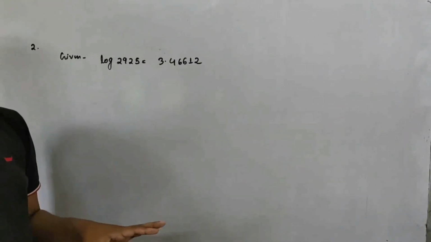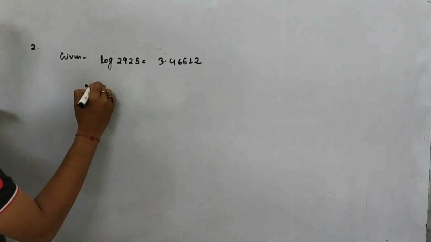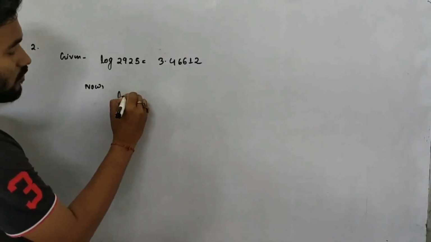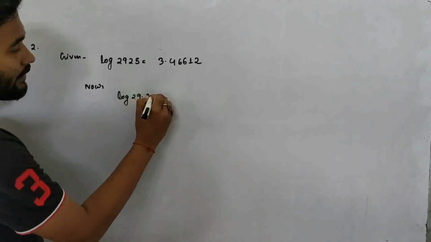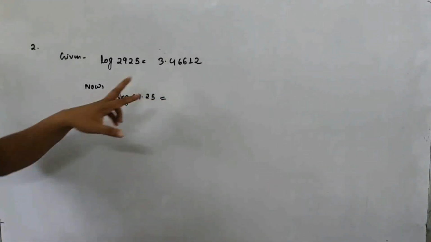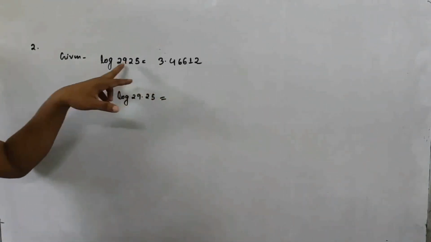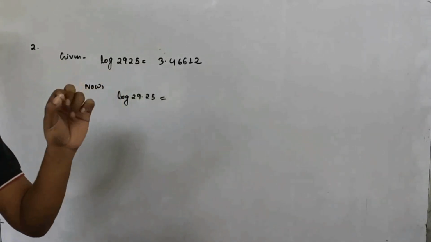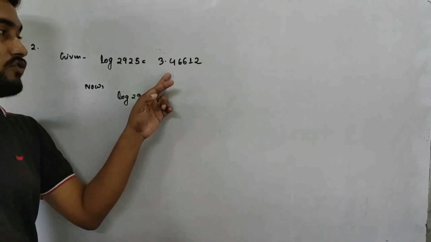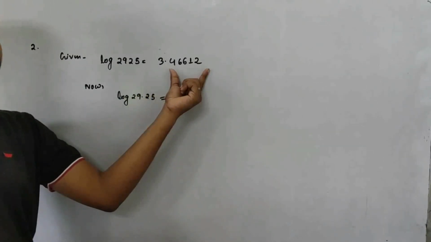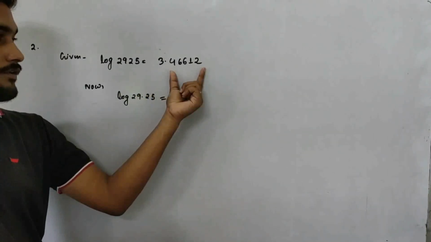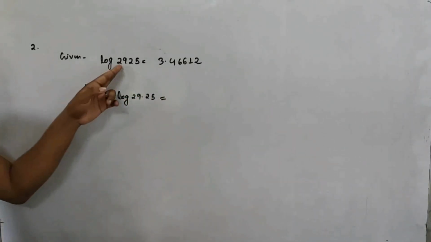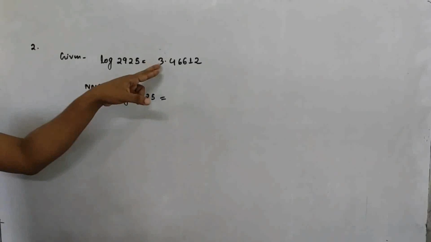Okay, so now what you have to find is log 29.25. You see, this 3 is the characteristic: 1, 2, 3, 4, four digits are there, so 4 minus 1 is 3. So 3 is the characteristic. This value we need, 0.46612. So at first we write the characteristic, 4 minus 1, 3 point.